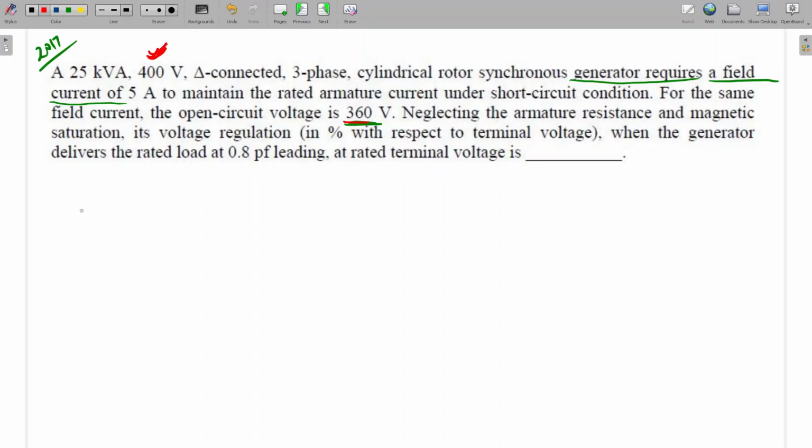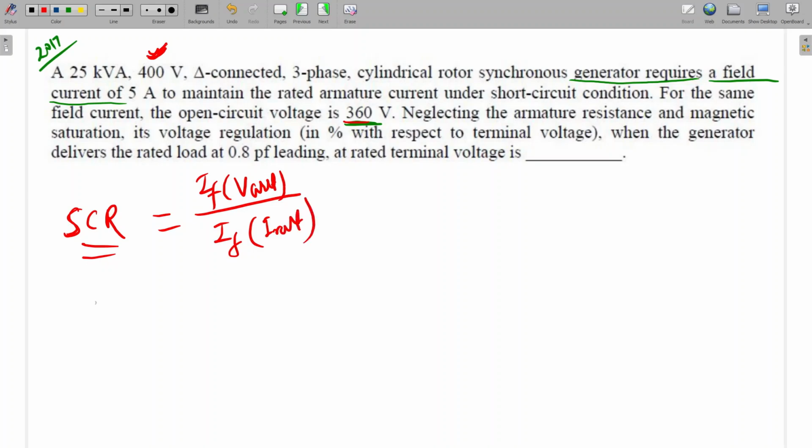So one formula is there, SCR, short circuit ratio, which all of you know. What is this formula? Can anyone tell? X per unit is IF for V rated divided by IF for I rated. And what will be X per unit? Per unit reactance will be 1 by SCR. So if this kind of question is given, we can easily solve it by converting all the data into per unit.